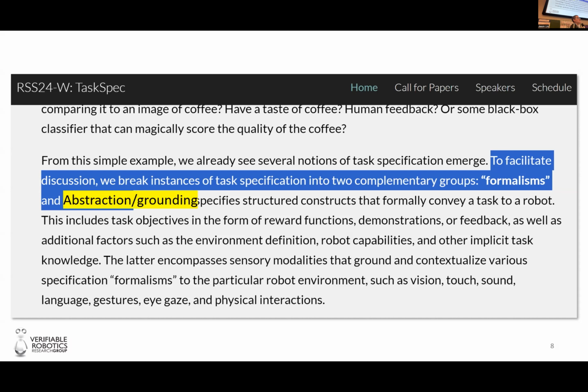So we have the how do I write it? And then I have the what does it mean? Those are the things that I'm going to talk about. If I talk about this in the context of logic, formalisms goes into syntax. What is the syntax of the task that I can capture? And the abstraction grounding plus the logic structure itself is the semantics. What does it mean? What does it mean in the real world in this case? So I'm going to go with syntax and semantics.